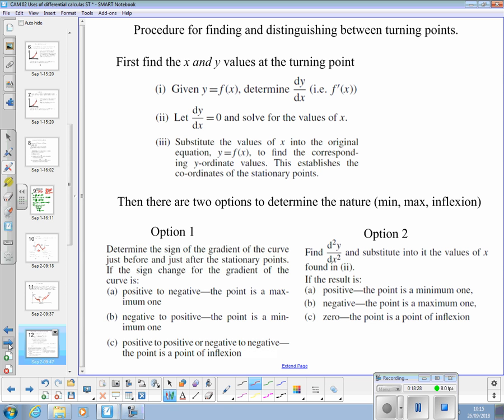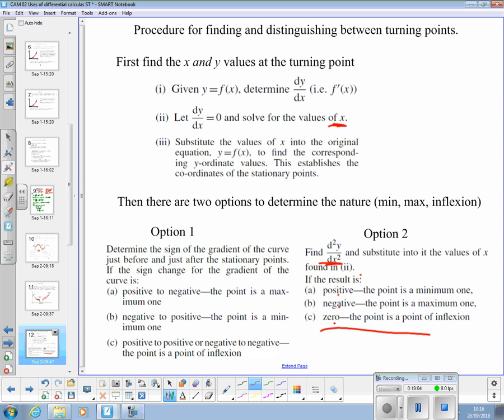Or, and sometimes an easier method, is to find the second differential and substitute into it the value of x found when dy by dx is equal to 0. So substitute that value of x in, and if the result is positive, the point is a minimum. If it's negative, it's a maximum, and if it's 0, it's a point of inflection. However, that method relies on you being able to find the second differential.